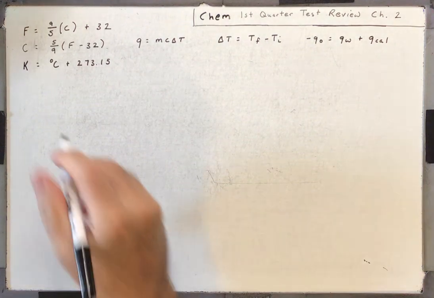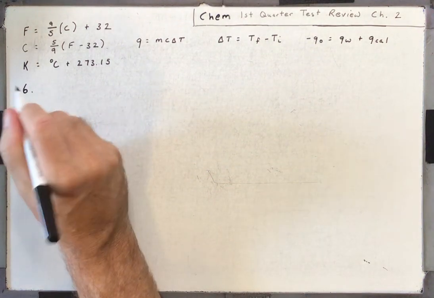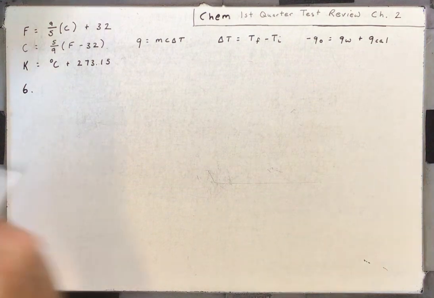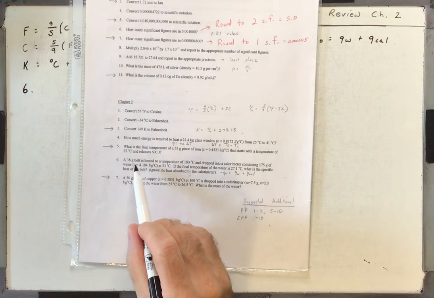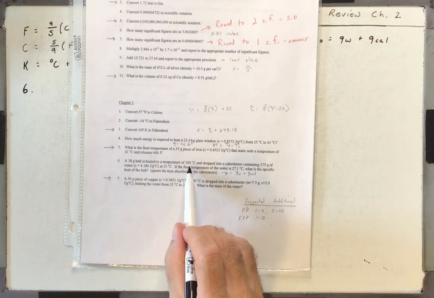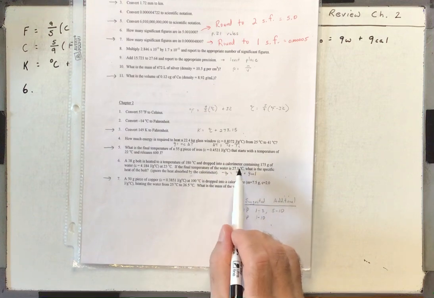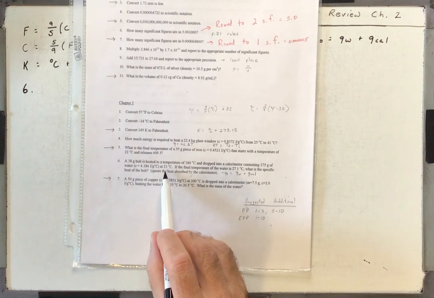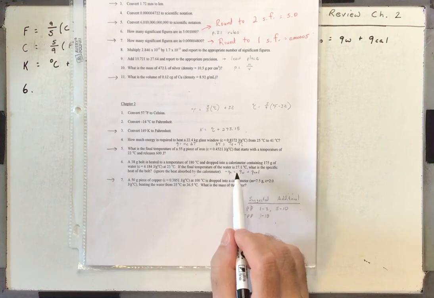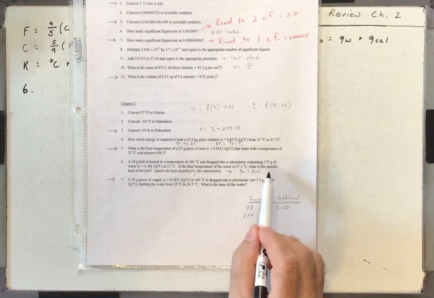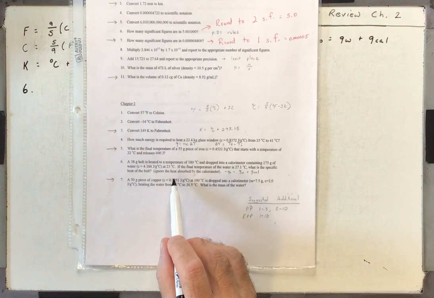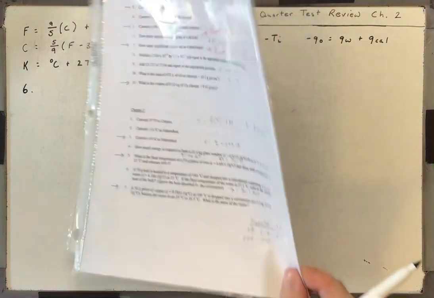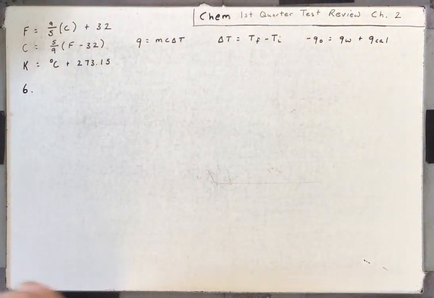The first one, number 6, all right, says a 38-gram bolt is heated to a temperature of 180 degrees C, dropped into a calorimeter containing 175 grams of water at 23 degrees C. The final temperature of the water is 27.1 degrees C. What's the specific heat of the bolt? And we get to ignore the heat absorbed by the calorimeter.